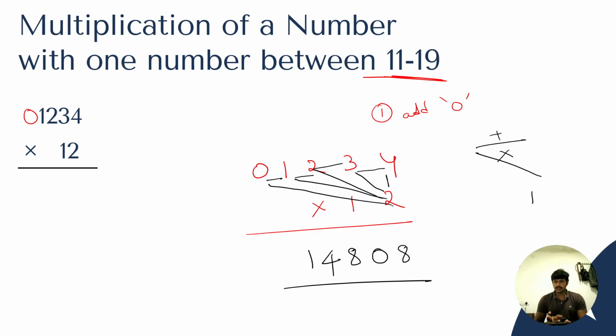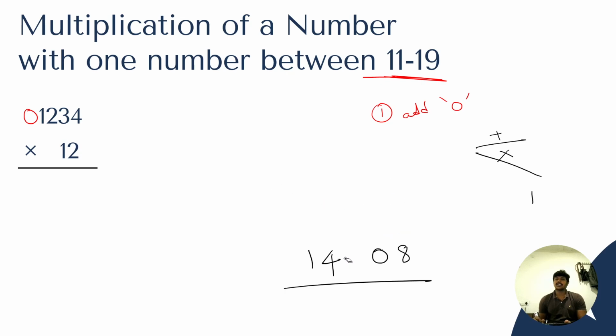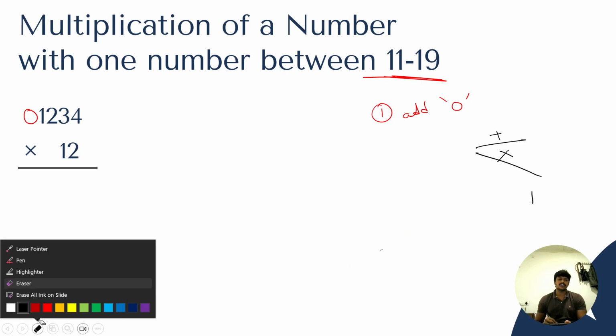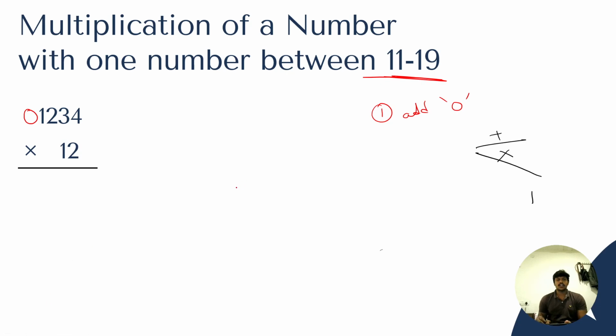I will repeat one more time so that it will become easier for you. Remember, every time you have to multiply the next number and you have to add the previous number. Like, let us take, we're having 0, 1, 2, 3, 4 here. Remember, you have to add a 0 before. Then we are going to multiply this one with 12.